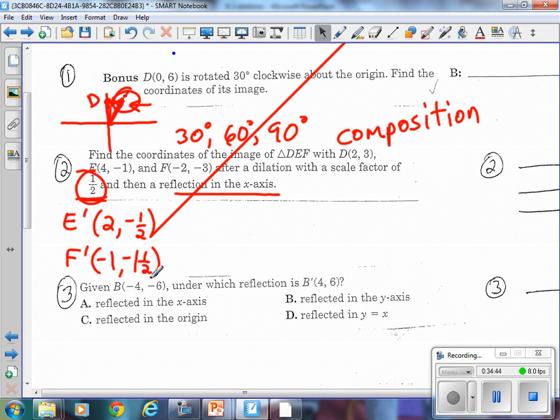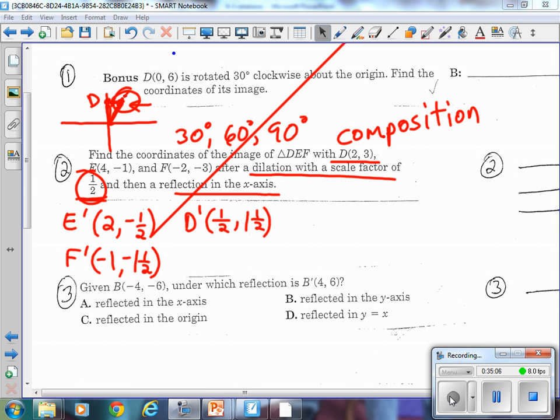D prime, which I missed, should have done it first. It's up here. Take half of that, and that's 1/2. And half of 3 is 1.5. So that's our first thing, using our scale factor, our dilation.